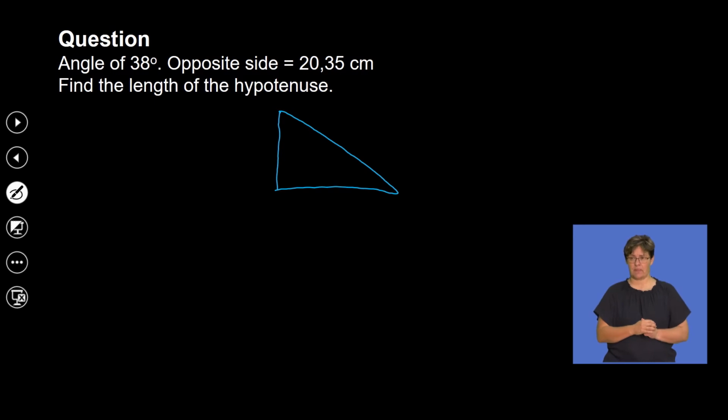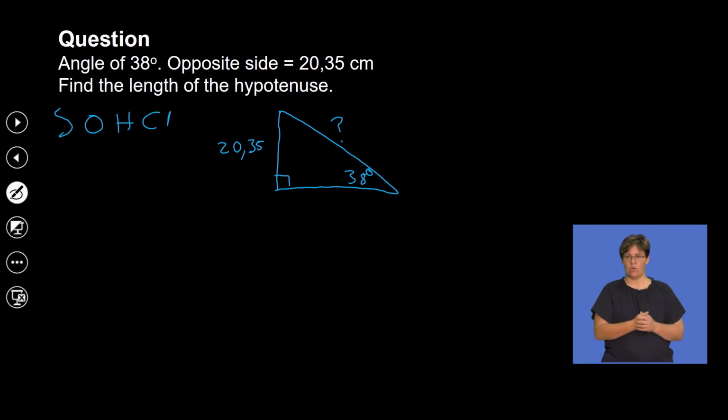So I have an angle there which is 38 degrees. I have the side opposite which is 20.35. Remember they said it's a right angle triangle, so there's a 90 degrees there. And then I'm trying to find what the hypotenuse side is. So automatically you can see that I'm given the angle, I'm given the opposite side, I want to find the hypotenuse side.